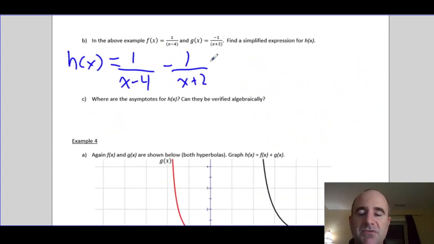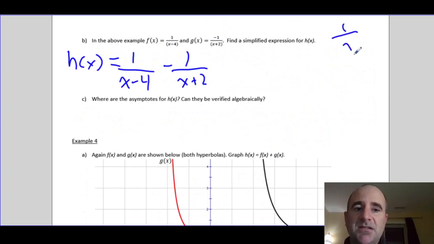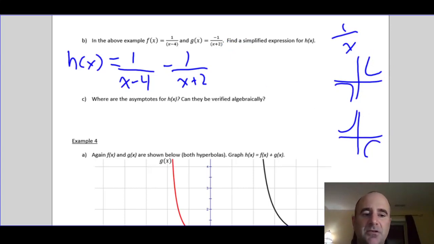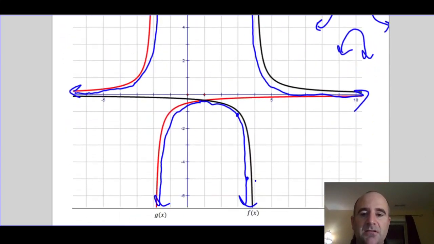And g of x was -1 over x plus 2. So that's a lot like 1 over x that's been shifted to the left by 2, but also been reflected. So instead of going in this direction, it is reflected like that. And there it is, the red graph right there.